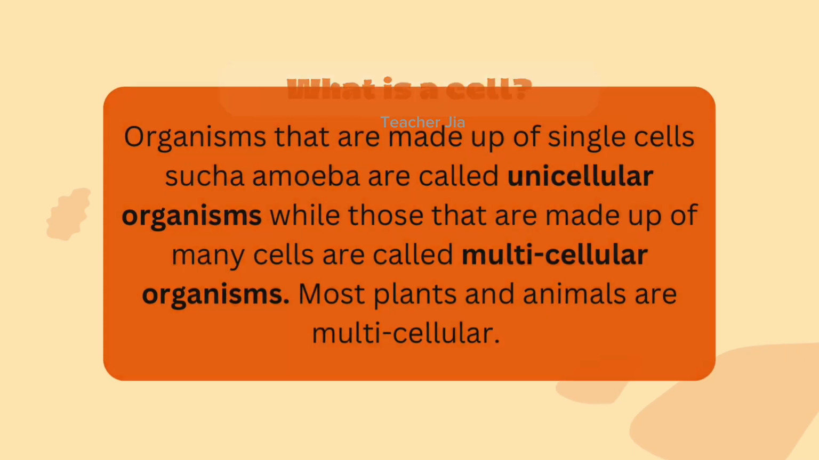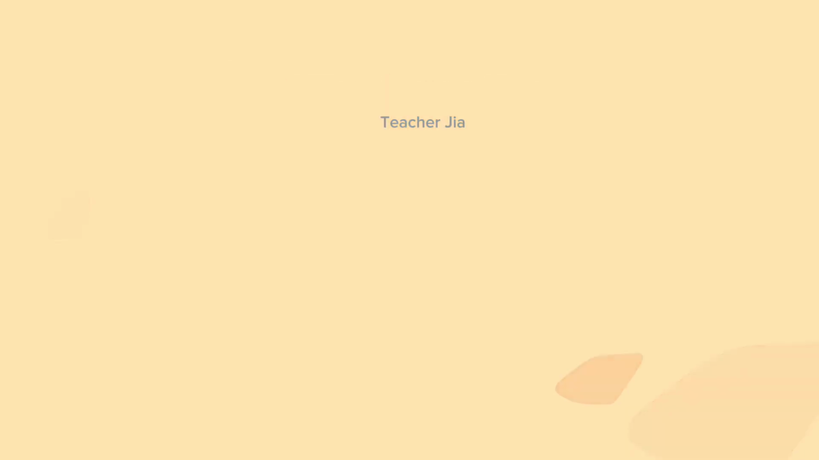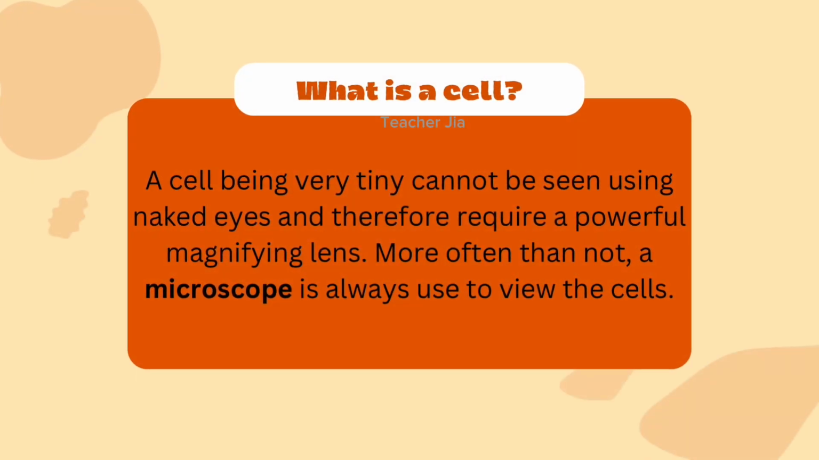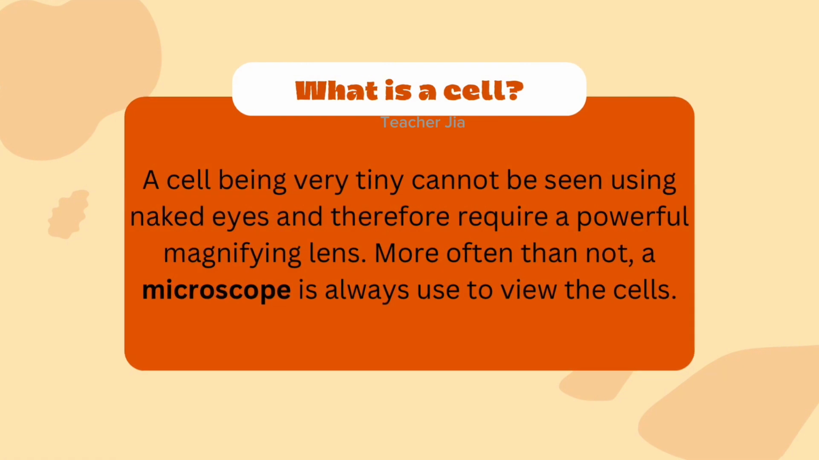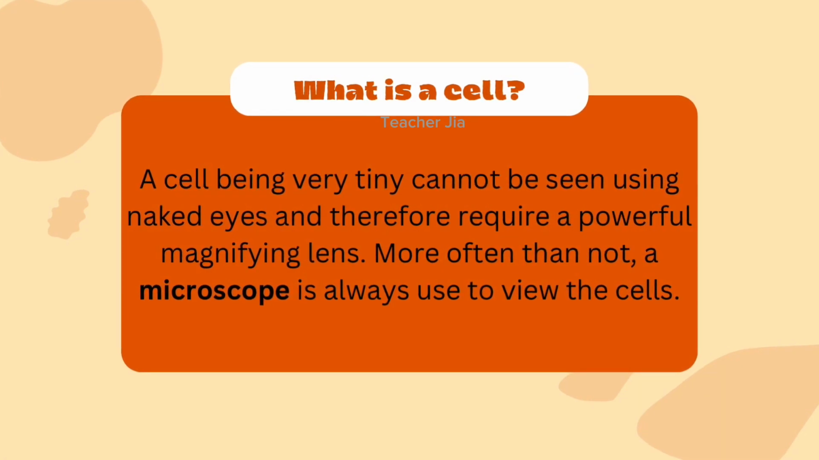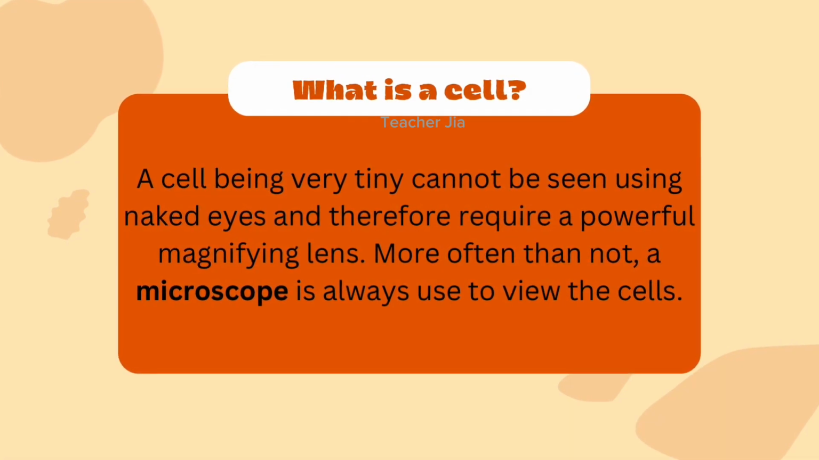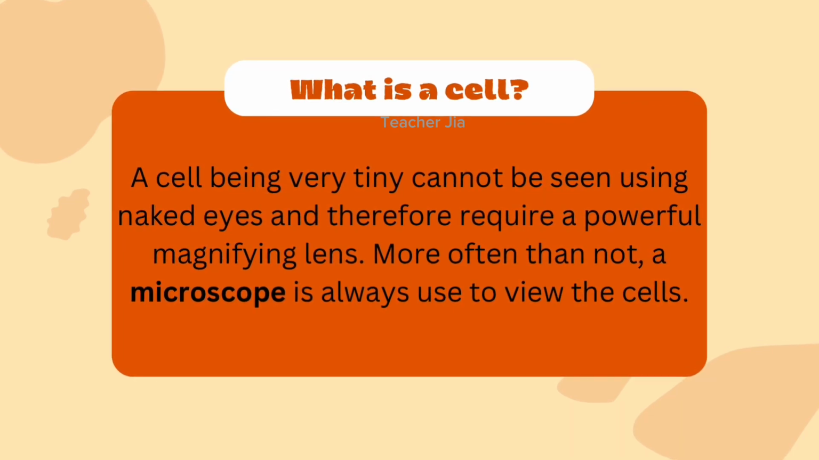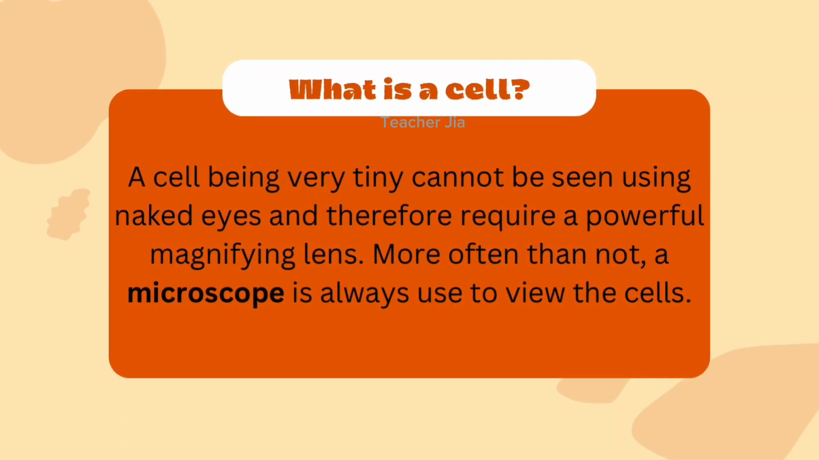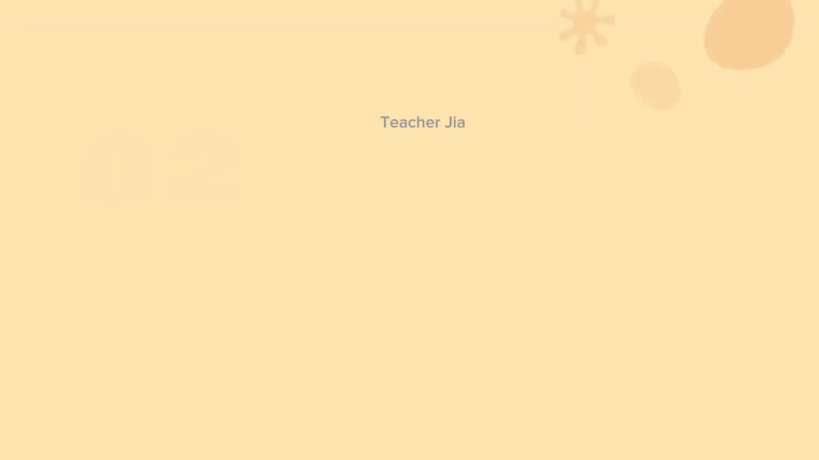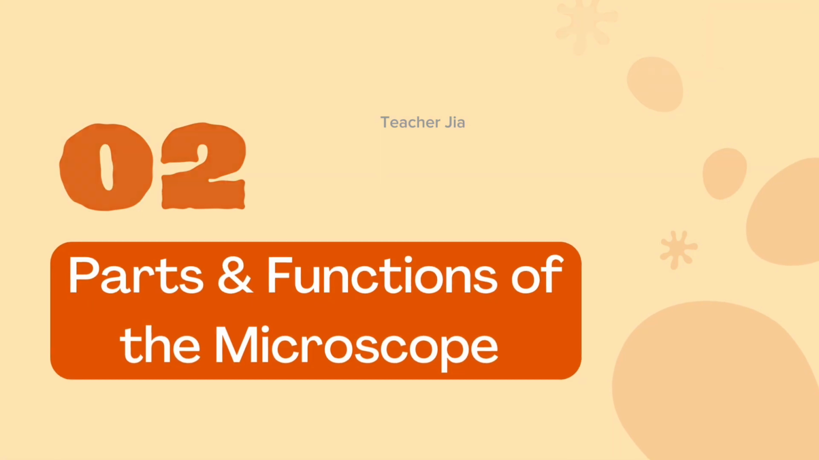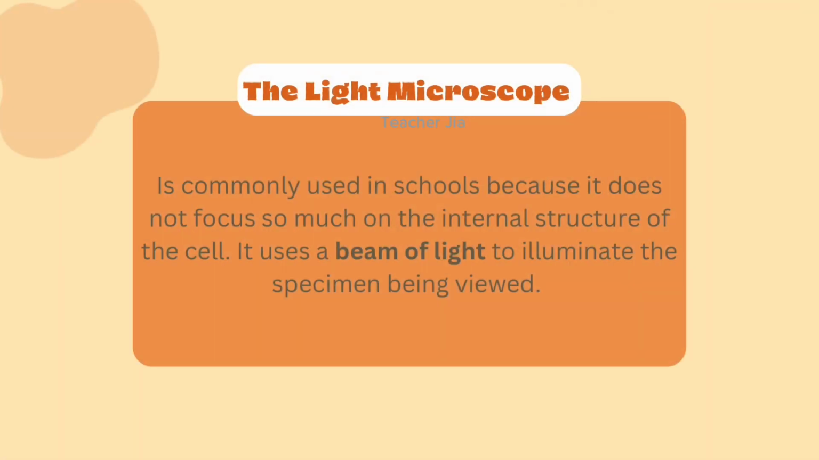Another thing is that a cell, being very tiny, cannot be seen using naked eyes and therefore requires a powerful magnifying lens. More often than not, a microscope is always used to view the cells. So what is this microscope? We move to parts and functions of the microscope, and before that, let's talk about this light microscope first.